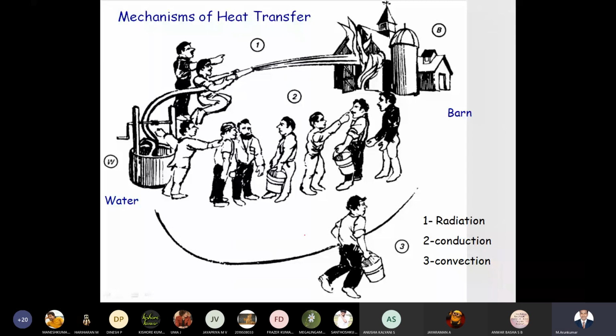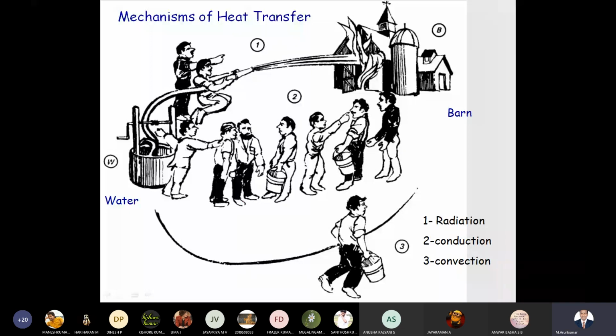Then there are three mechanisms of heat transfer. We have conduction, we have convection, and we have radiation. These are the modes of heat transfer. So for your easy understanding, this figure will show you the processes of conduction, convection, and radiation. You may follow the three paths. So like there is water, and in B we have a fire, right? So how can we try to control this fire?